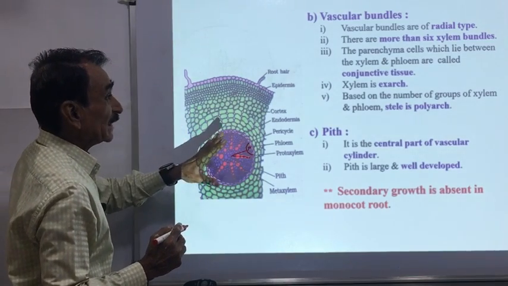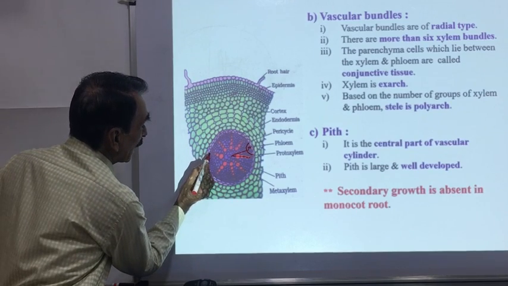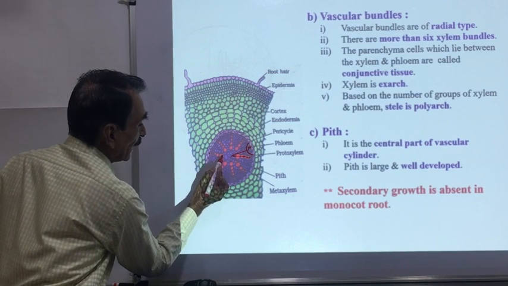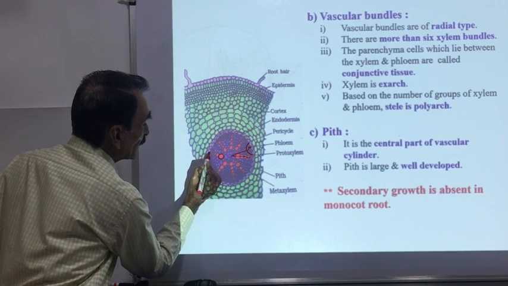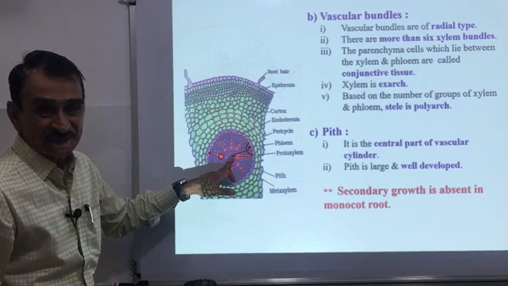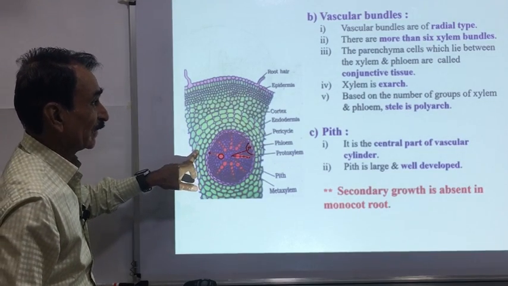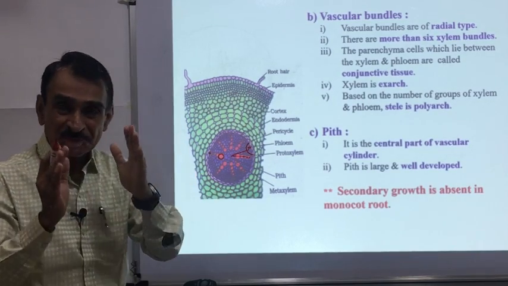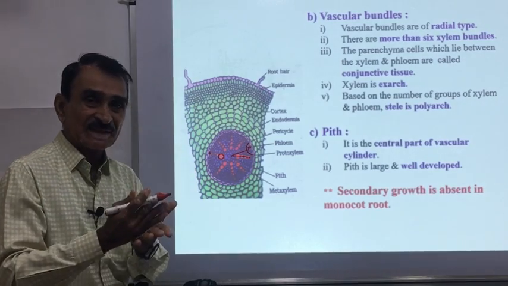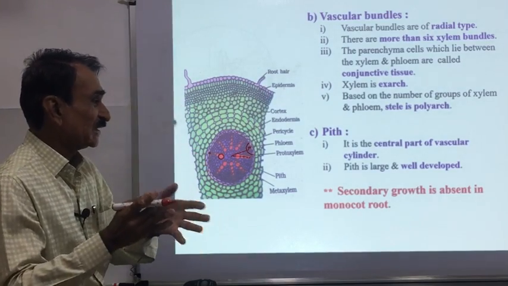In this case also, xylem is exarch. Protoxylem elements, the first formed xylem elements, are present toward the periphery. Metaxylem elements, which are later formed and larger in size, are present toward the center. So this condition is called the exarch condition. Based on the number of groups of xylem and phloem, the stele is diarch, 2 groups, tetrarch, 4 groups, or polyarch, many groups.